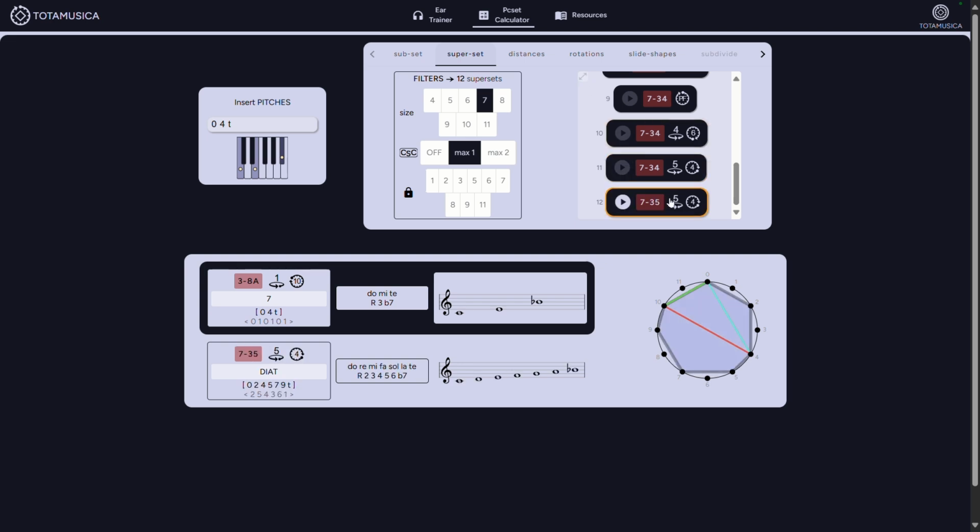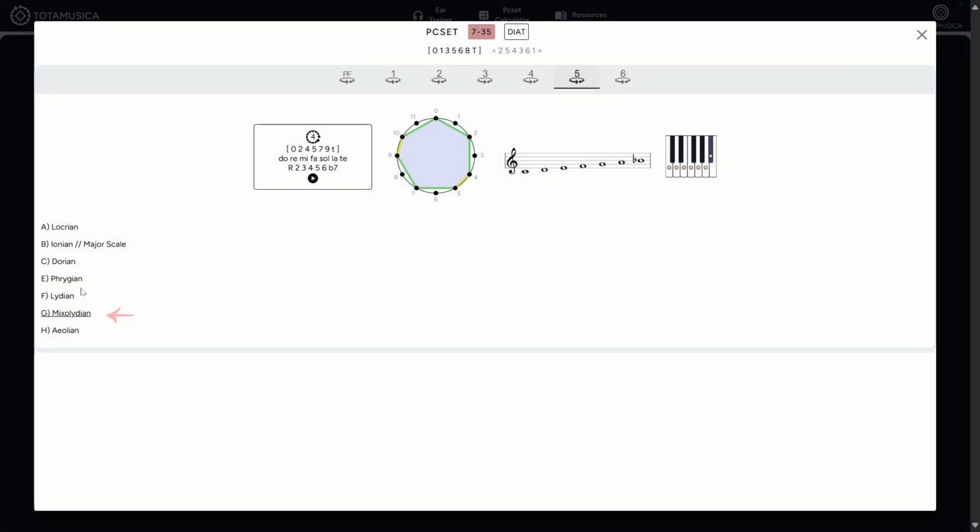12th result, 7-35 diatonic heptachord. When we read the staff or listen to it, we can recognize this as the regular C mixolydian mode. For those unfamiliar with this concept, we can always navigate to the info page by clicking on the Forte number. There we learn that this specific rotation of 7-35 is commonly referred to as mixolydian.